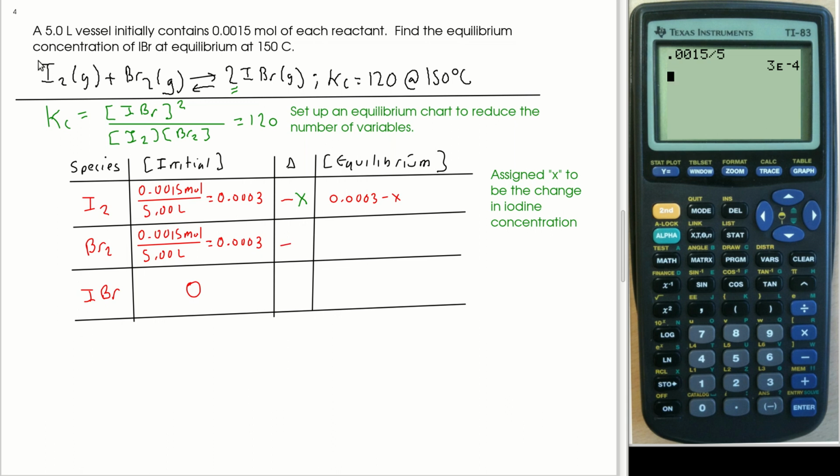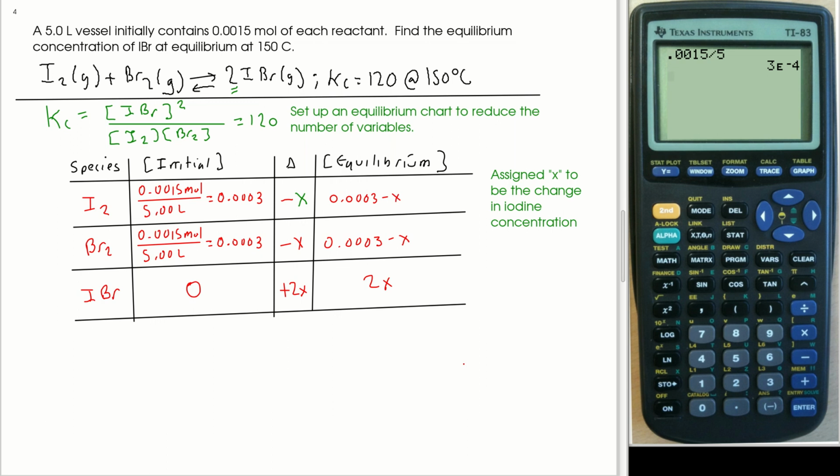Now for bromine, we're going to lose some of that as well. And if you look in the equation, every time we lose an iodine, we lose a bromine. So if we're going to lose X iodines, we are also going to lose X bromines. And no great surprise here, at equilibrium the concentration is going to be 0.0003 minus X. So now we're to the iodine monobromide, which is our product. We're going to make some of that. How much are we going to make? We don't know, but we do know every time we lose an iodine, we actually gain 2 of the iodine monobromides. So if we lose X iodines, we gain 2X iodine monobromide. So at equilibrium, it's going to be 0 plus 2X, or just 2X.